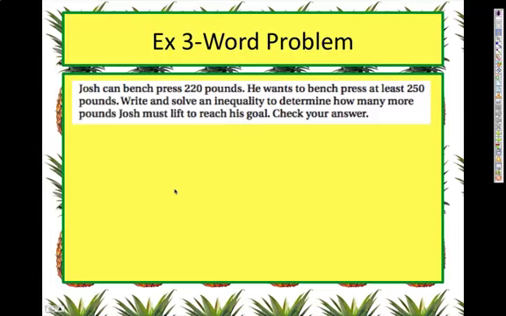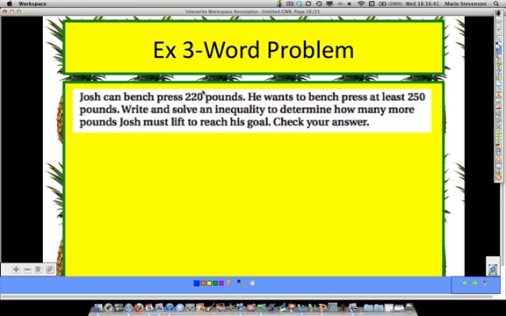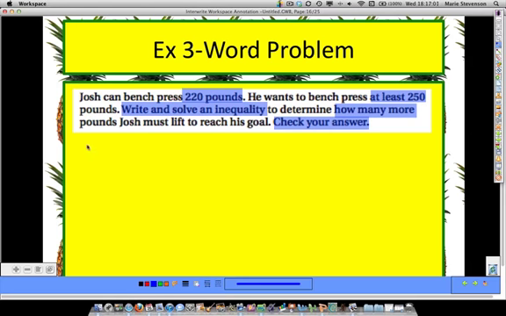Okay, so you have 1 minute to write it down. Okay, so it says Josh can bench press 220 pounds. He wants to bench press at least 250 pounds, so he has a goal. Write and solve an inequality to determine how many more pounds Josh must lift to reach his goal. And then it says check your answer, so we're going to check. Okay, so we'll use the same variable again, P, but this time it will represent the number of pounds.